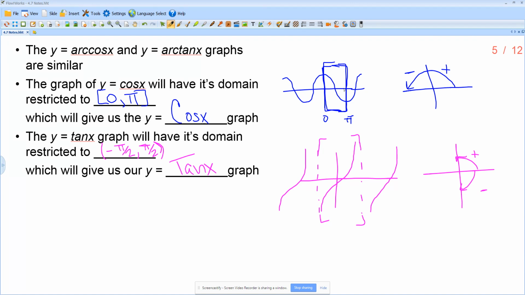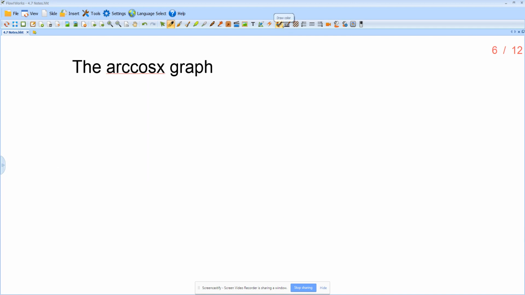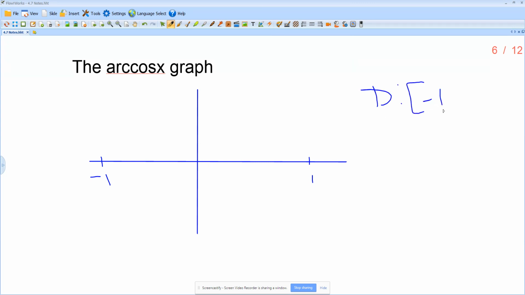The graph of arc cosine, so we're reflecting this image over the line y equals x. When we reflect that over y equals x, what we are going to get, sorry, I thought there was a graph on this, is going to be something that goes from -1 again to +1. So again, remember my domain, -1 to +1. That's because the range of cosine is -1 to +1. So that becomes the domain of the inverse.